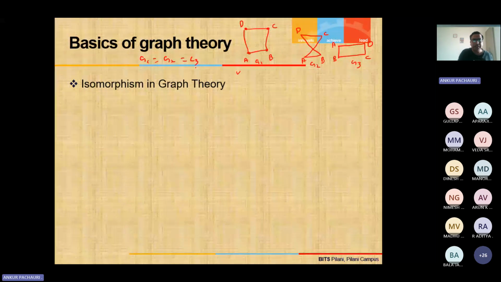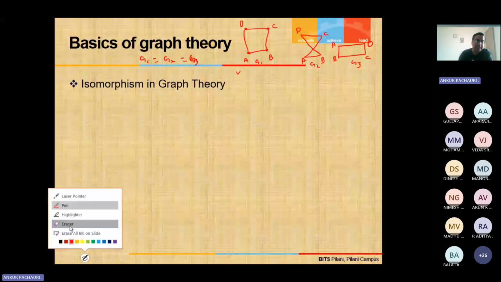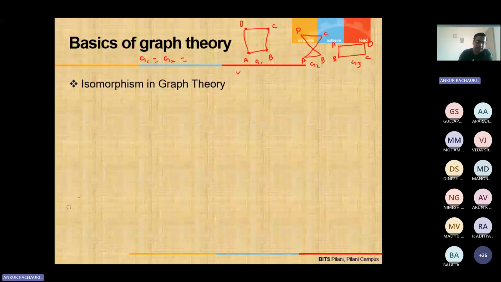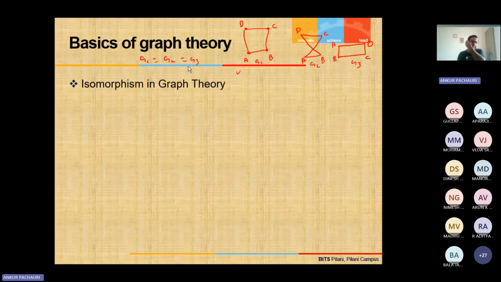Sorry, not C3, it's G3. They are all the same graph. But unless I have a proof, just by visualization, I cannot say. For me as a human, it looks easy. I know that I have drawn the graph, so they are the same.